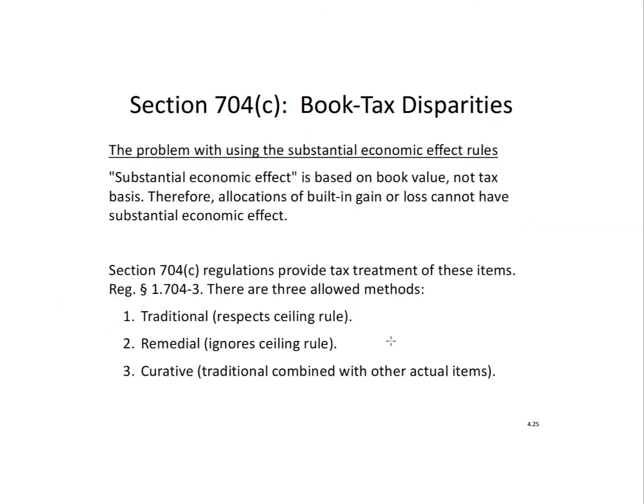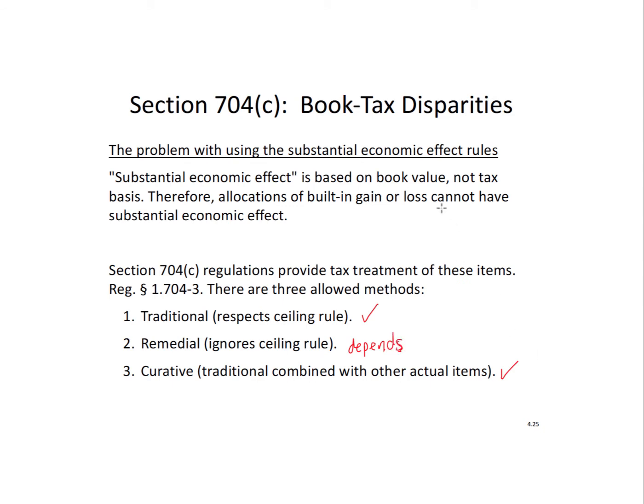So what you're going to see is that we have three ways to allocate under the regs. And this is the traditional method, the remedial method, which is known as the traditional method with remedial allocations, and the curative method. These are the three, okay? Now, I want to note that the traditional method and the curative method can always be used. The remedial method, it depends. It depends on the circumstances. I'll explain that later on.